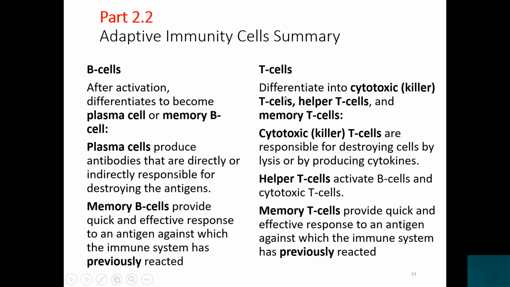T cells now. What happens with T cells after they mature and are activated? They differentiate into three types of cells. Memory cells, we said about them. Also, those would be cytotoxic or killer T cells and helper T cells. Cytotoxic or killer T cells will be killing cells, destroying them by lysis. It means making a hole in them and the cell dies. Also, cytoplasm goes outside. Or by producing special chemicals called cytokines. What about helper T cells? They help activate other B cells and cytotoxic T cells.